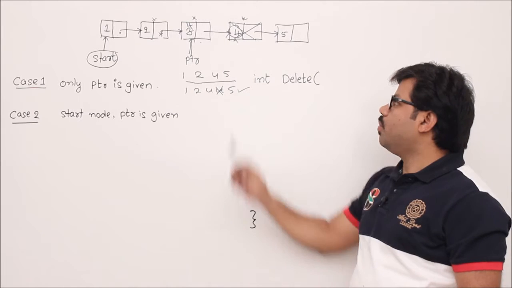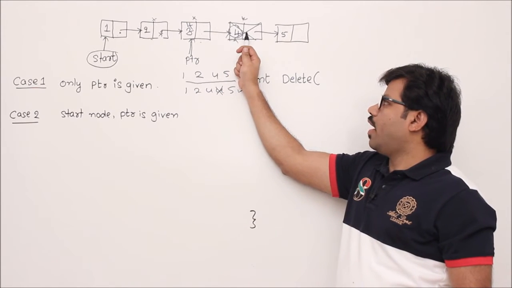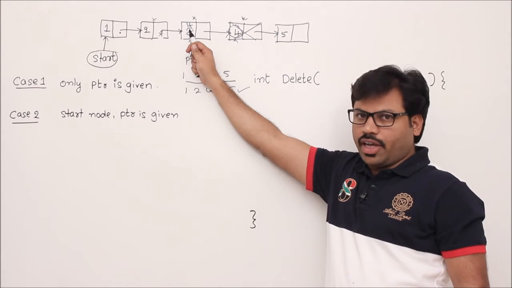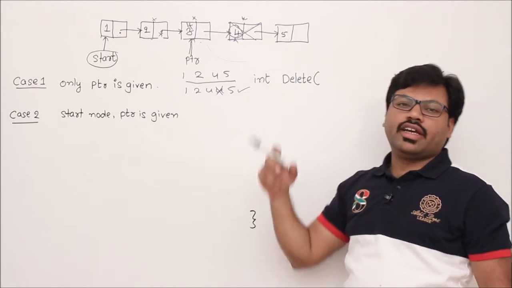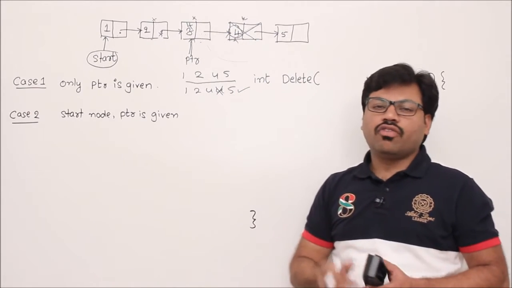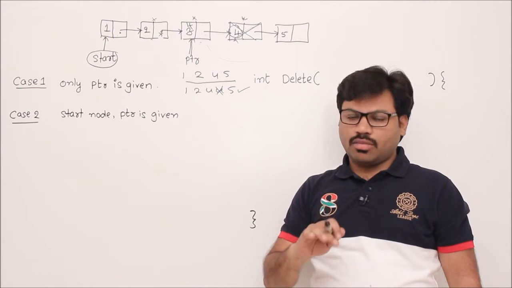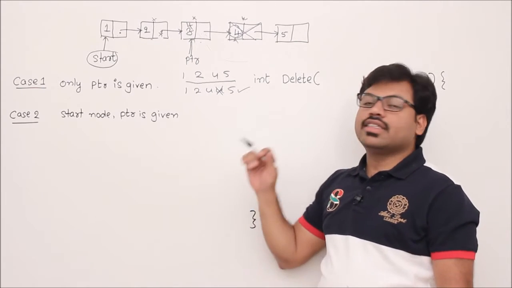The idea is very simple. Take the next node's value and copy it here. It takes 1 unit of time, and then delete this node and link here to here. It takes 3 or 4 units of time, correct? Finally, it is taking only some constant time. That's why I can say it is order of 1.